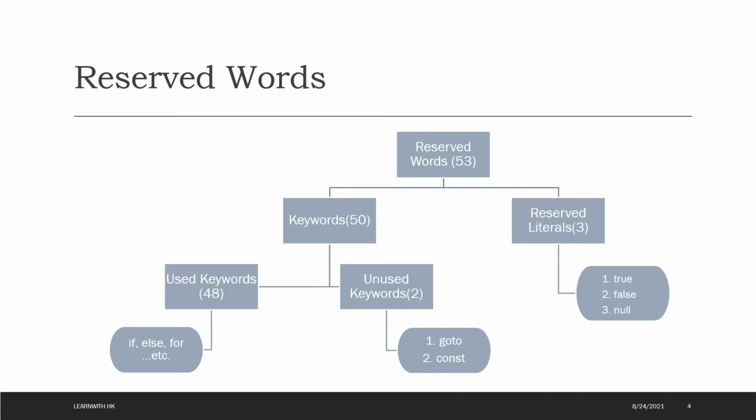For 50, there will be 50 keywords in Java, and then there will be reserved literals, which number 3. Then in the keywords itself, there will be used keywords, that means we are actively using them in our day-to-day programming in Java. And then there are two unused keywords. Those are inherited from older languages like C++, but those are no longer actively used. Okay, let's go to the next slide.